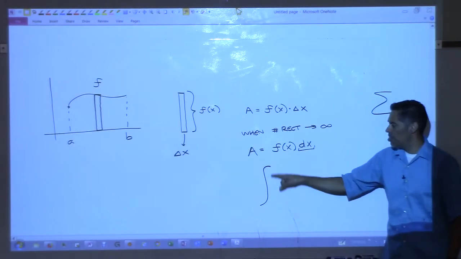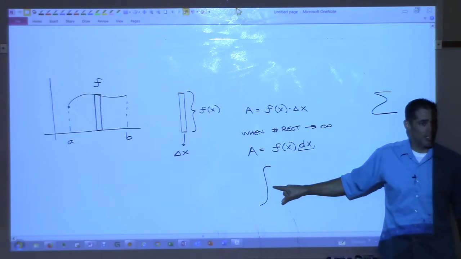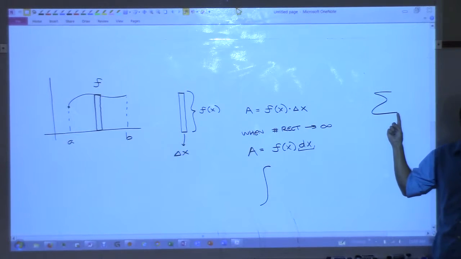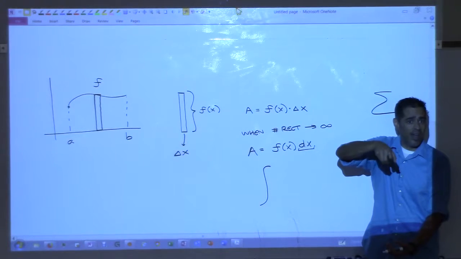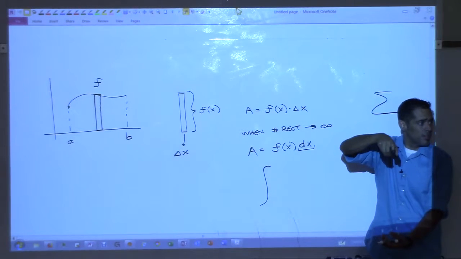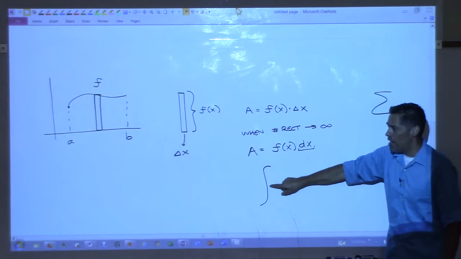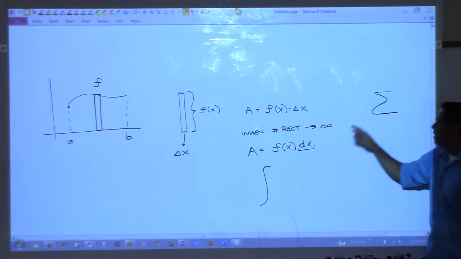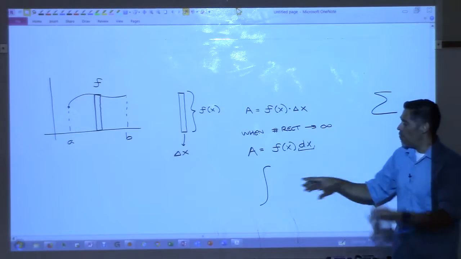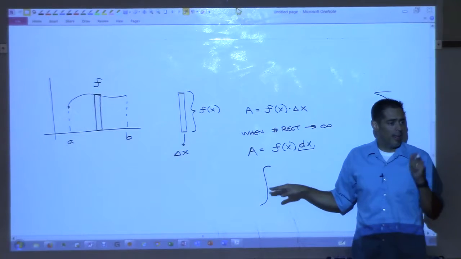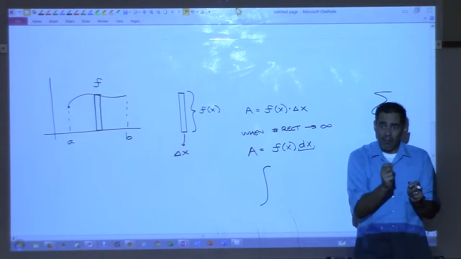Okay, so this integral sign actually comes from the Greek capital letter S. It's like an S that's been stretched out, just a long S, right? That integral sign represents this sum if we let the number of rectangles go to infinity. So from now on, I want you to look at an integral sign as a way of adding up an infinite number of things.